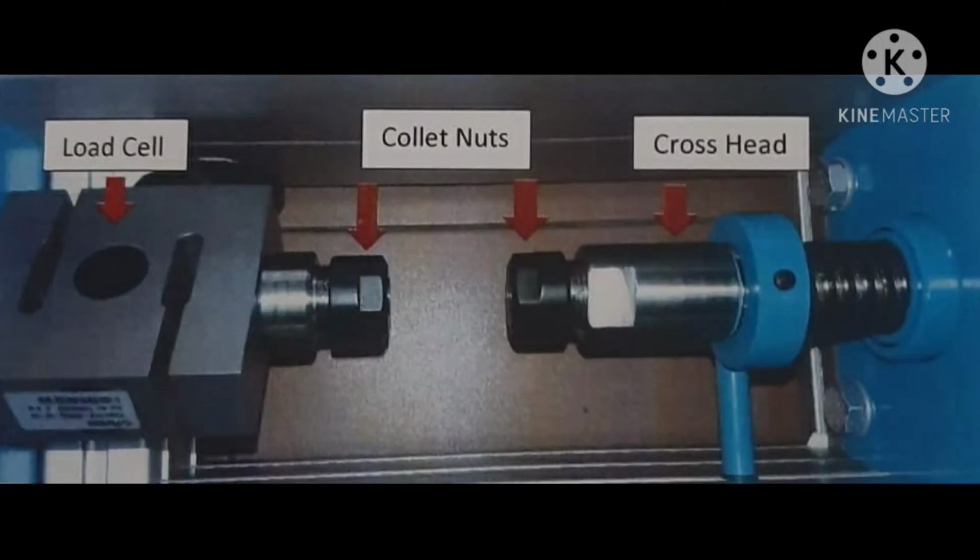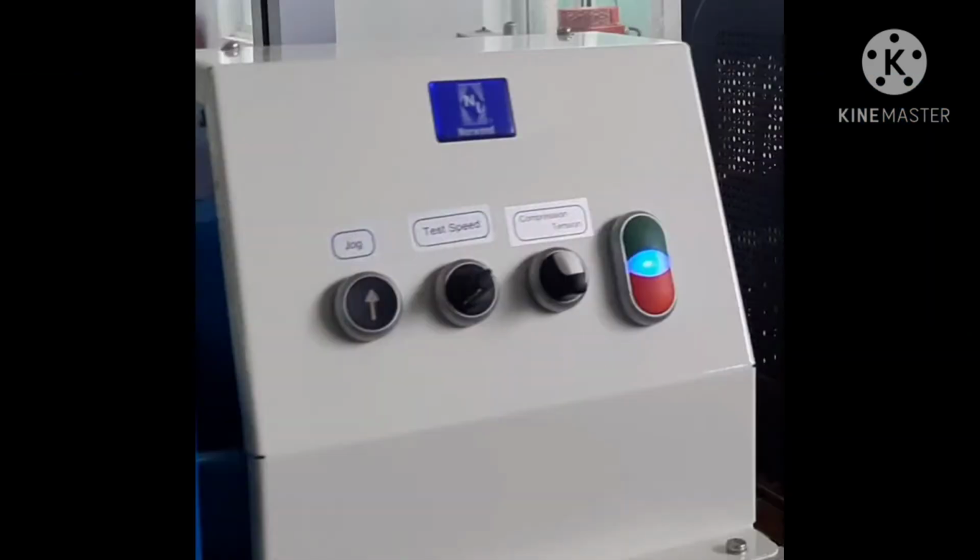Now let us look at the practical. Crosshead, collet nuts and load cells are the main parts in this machine. For manual control of the machine, the green button is used to move the crosshead at the selected speed. The red button is used to stop the crosshead. The compression or tension switch selects the compression or tensile direction. Compression means the crosshead moves towards the load cell. Tension means the crosshead moves away from the load cell.